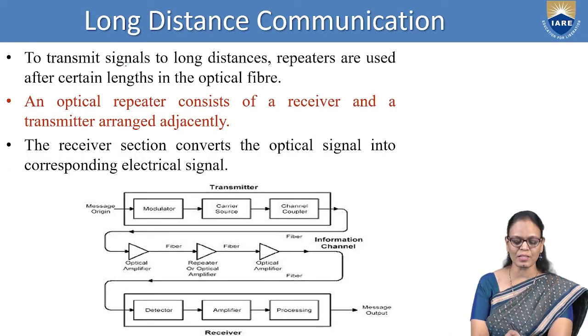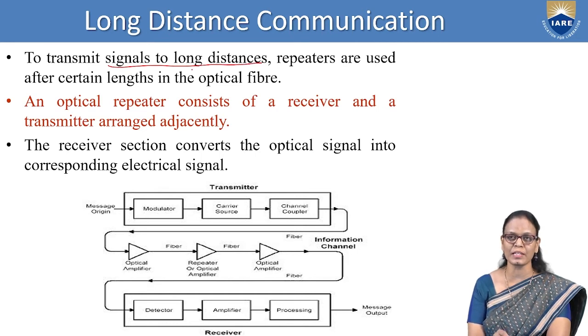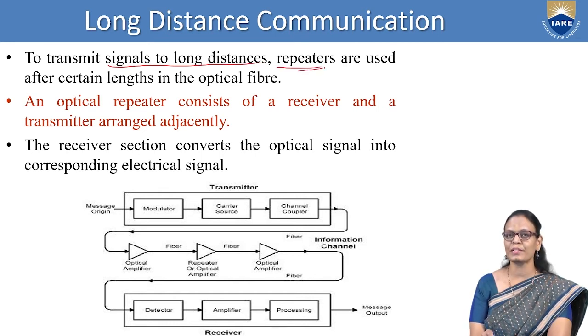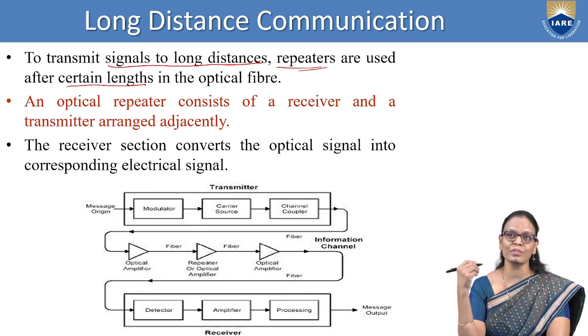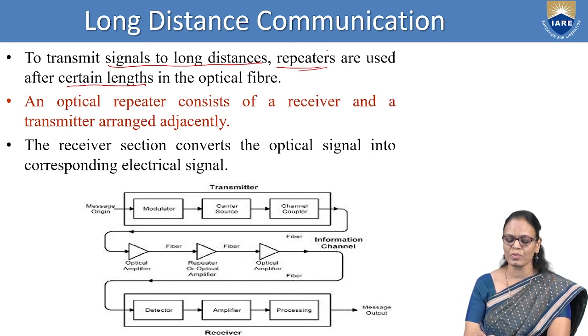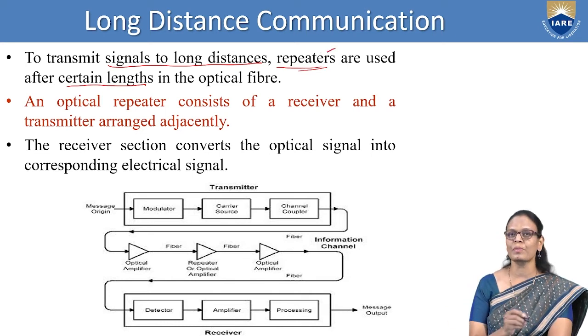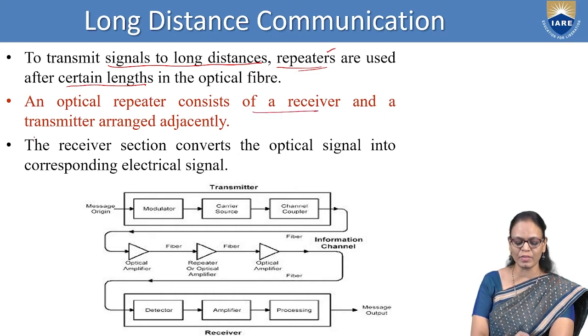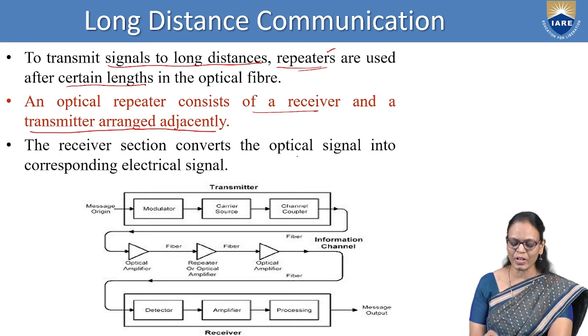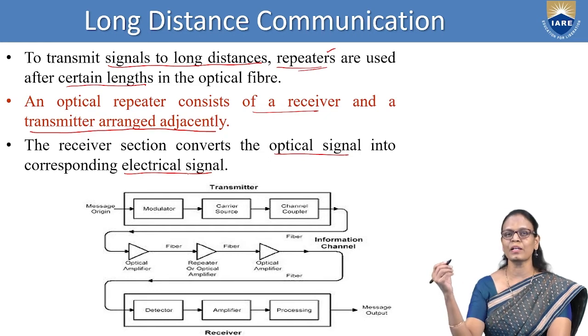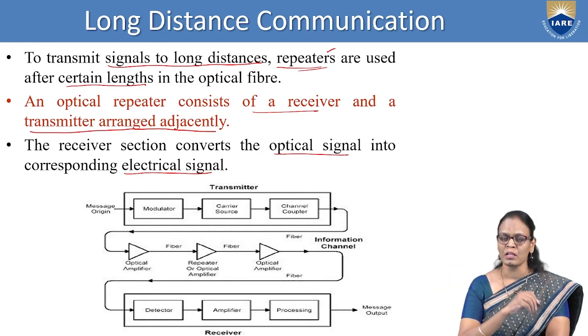Now to transmit signals to long distances, we use repeaters after certain lengths, because when we are using long cables, there may be practical problems for laying, and also there are chances for losses. So we are going to use repeaters. So what is an optical repeater? It consists of a receiver and a transmitter arranged adjacently. The receiver will convert the optical signal into the corresponding electrical signal, and the transmitter will convert the electrical signal back into an optical signal.